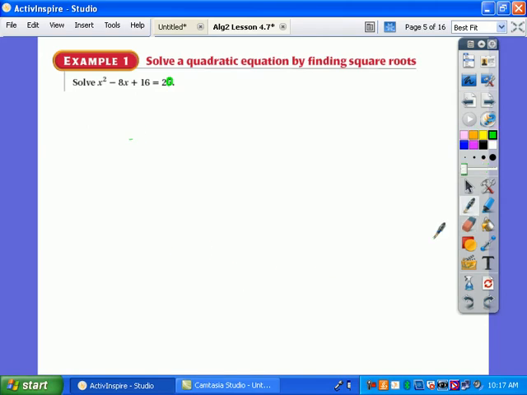In this case, I see I have x squared minus 8x plus 16, and this trinomial just so happens to factor quite nicely as x minus 4 quantity squared equals 20. Again, that is to say that x minus 4 times x minus 4 is x squared minus 8x plus 16.